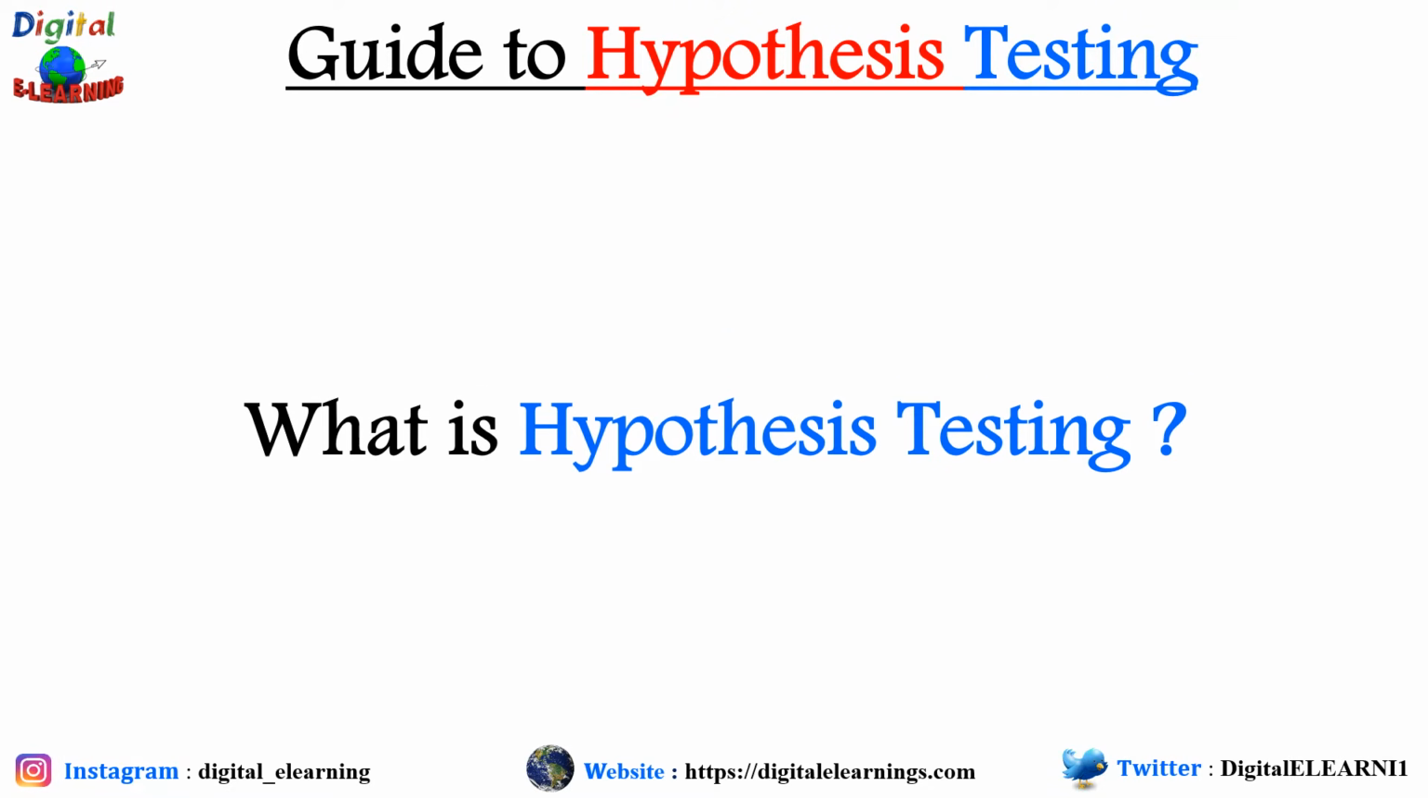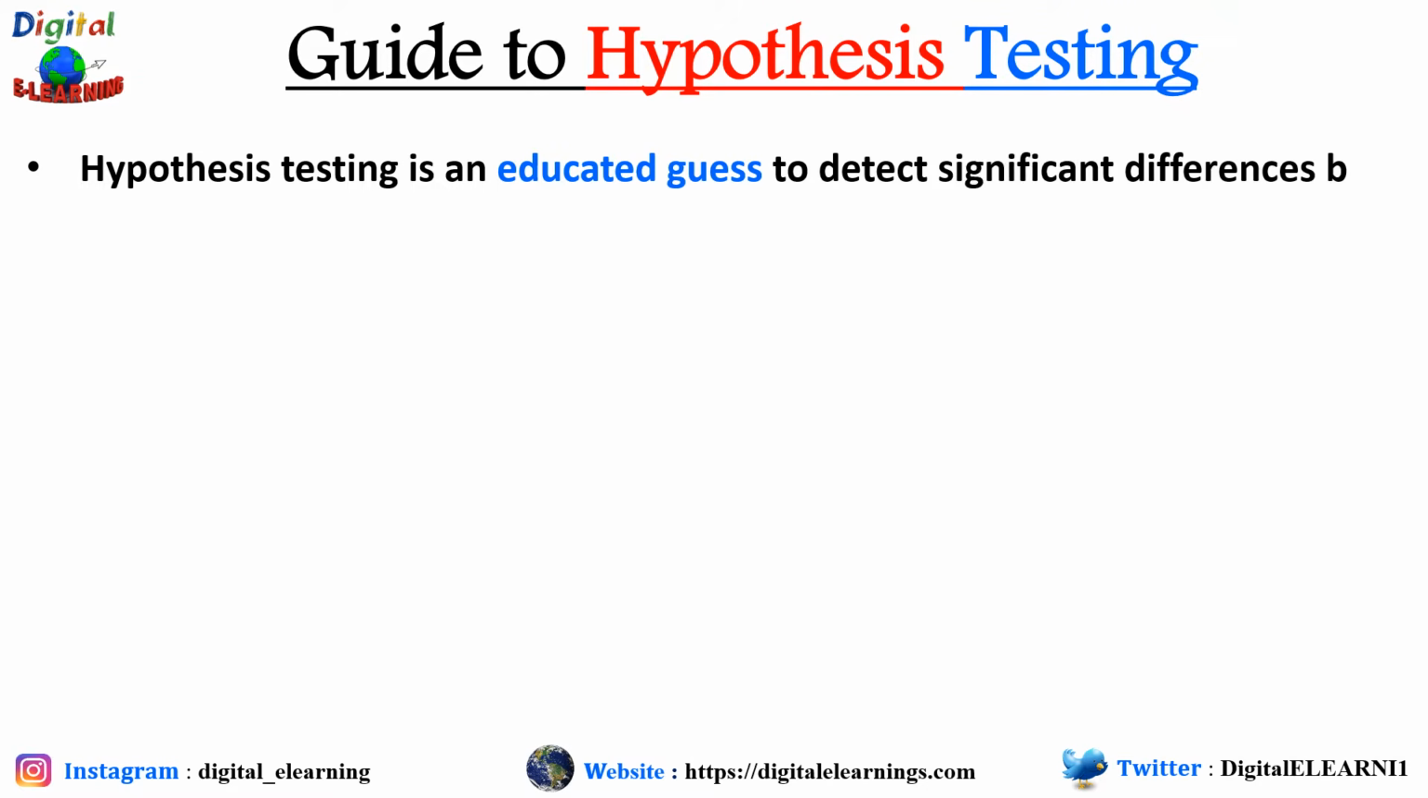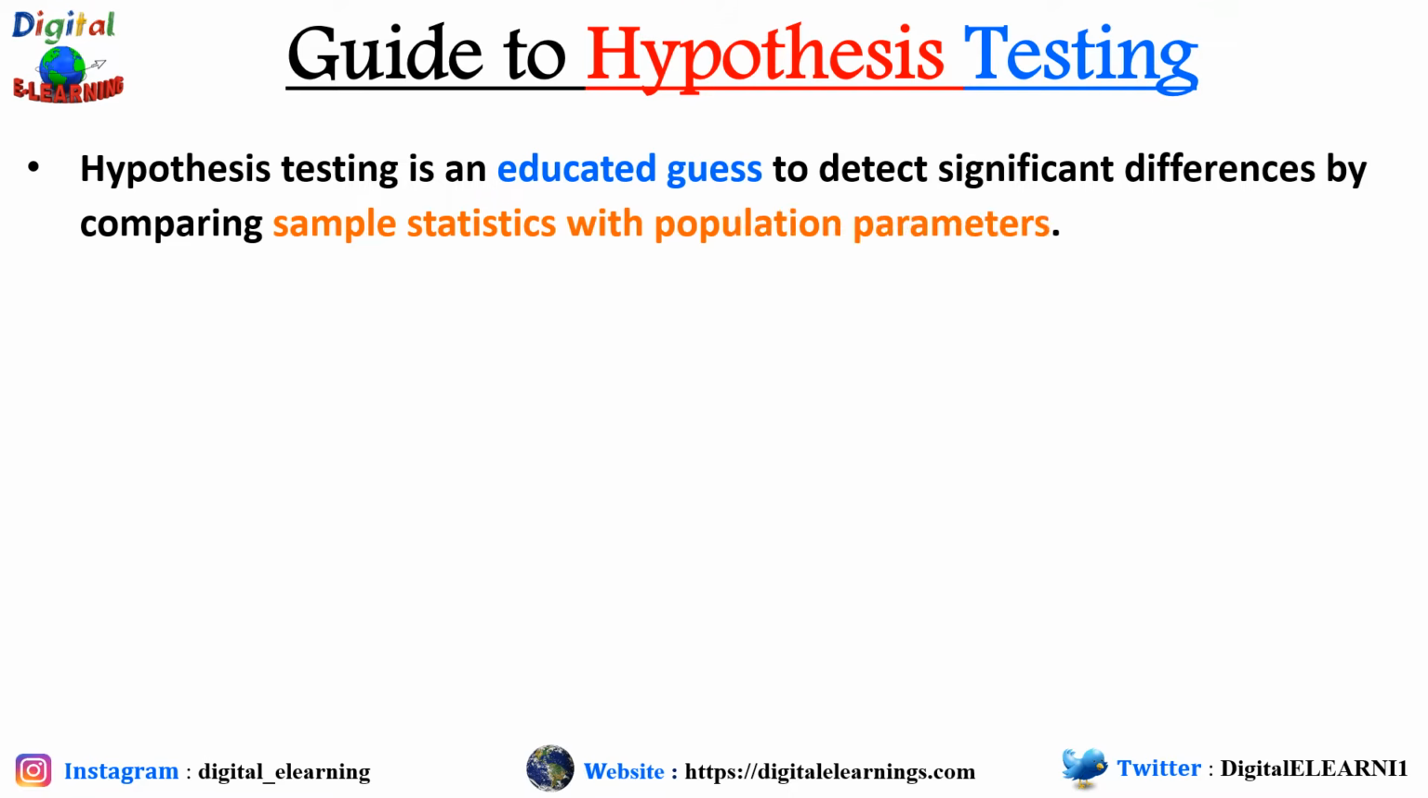So what is hypothesis testing? Hypothesis testing is an educated guess to detect a significant difference by comparing the sample statistics with the population parameters. It should be testable either by experiment or by observation. It is important to remember that we are not making any absolute conclusion here, but we are concluding whether the results that we are getting are due to chance. The purpose of hypothesis testing is to determine whether there is enough statistical evidence supporting a certain belief about a parameter.